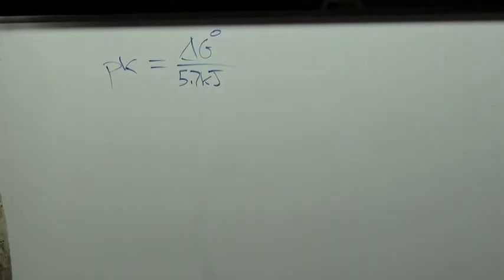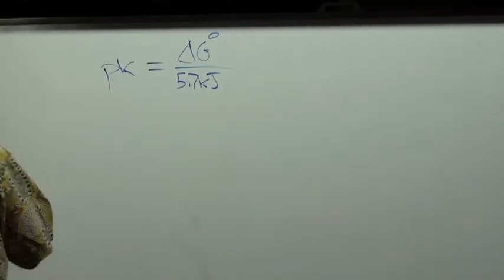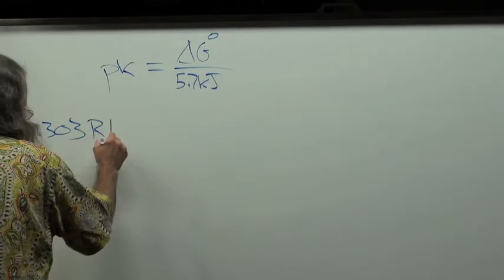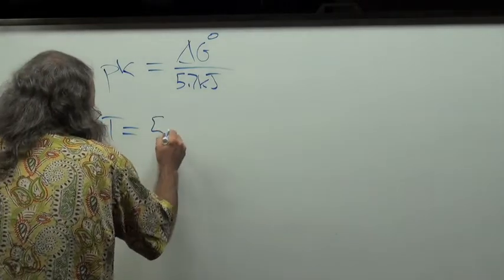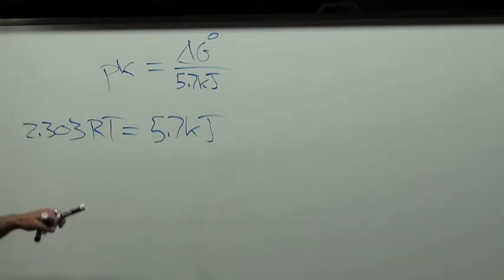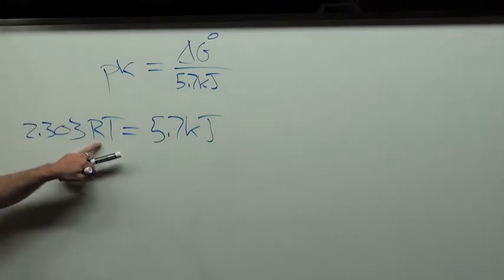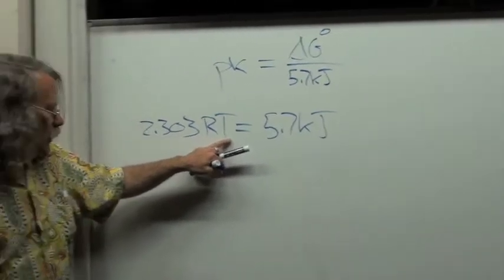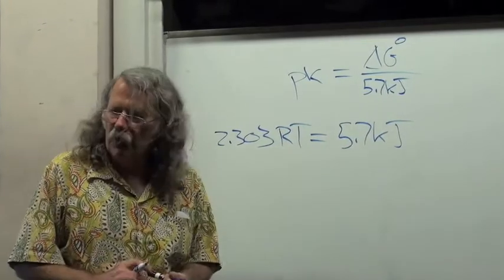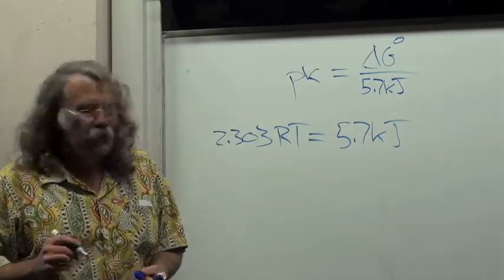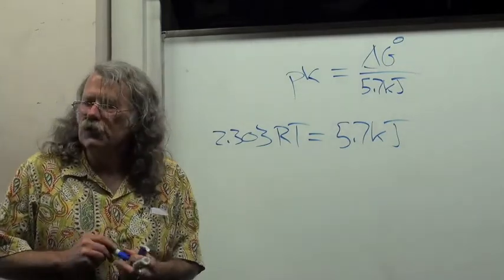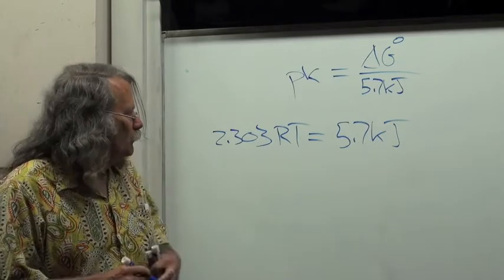And at 25, so on a piece of scratch paper, just for your information, 2.303 RT is equal to 5.7 kilojoules. And that's from whence that process came, because R being 8.314 joules per mole and T being 298 Kelvin, you can punch it through, and it's going to give you 5.7 kilojoules or 5,700 and something joules. So we can just take advantage of that and solve for pK.